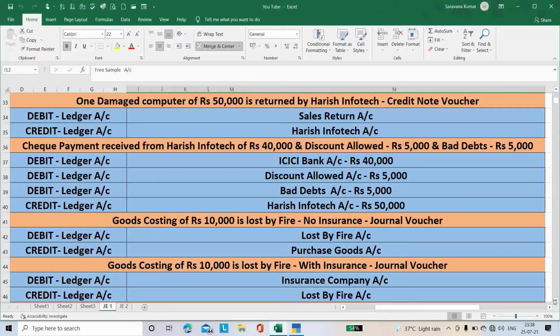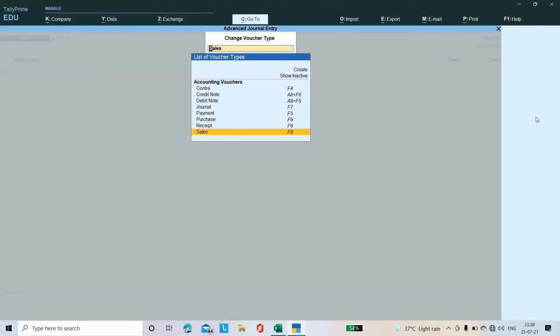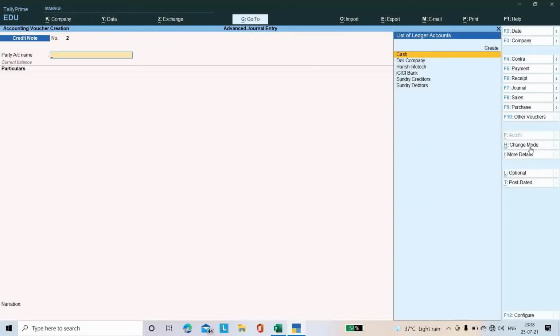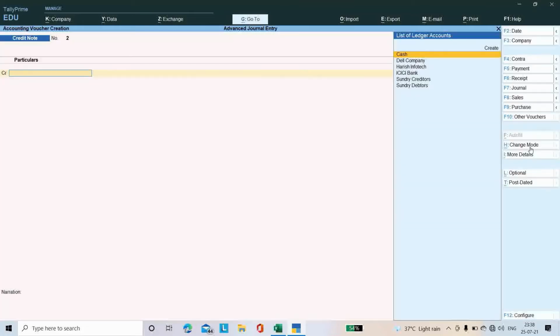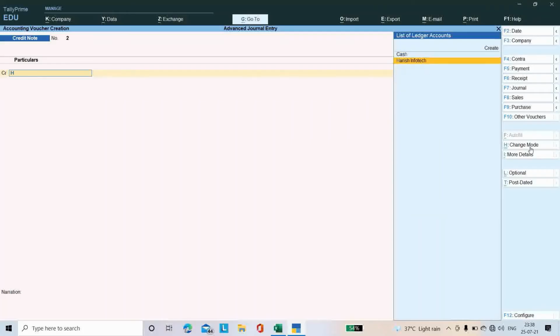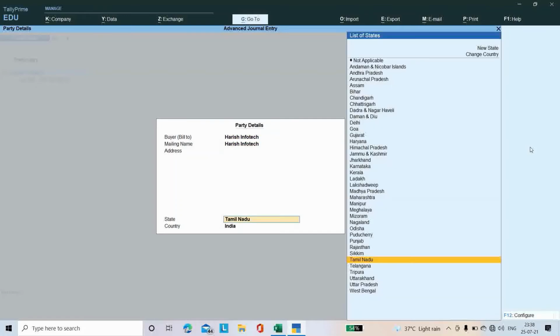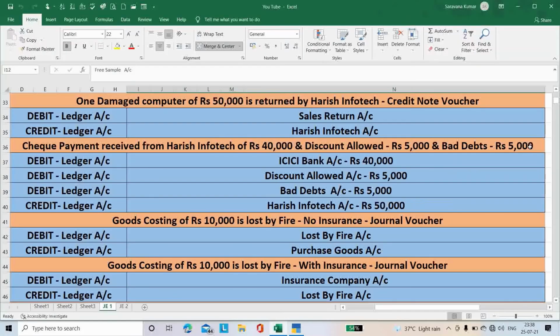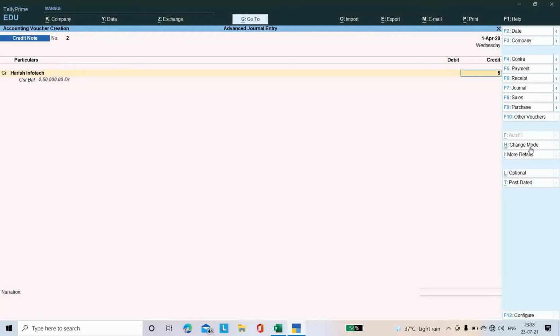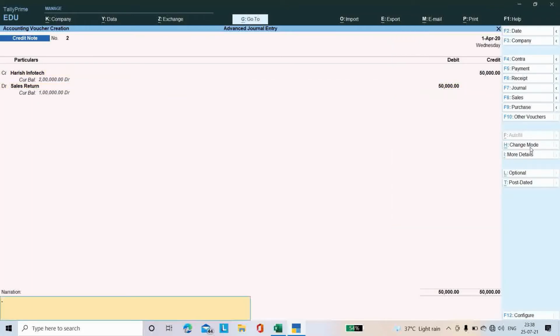You have to enter this transaction in credit note voucher. Click other vouchers, then select the credit note. Then click change mode, select as voucher. So amount is 50,000. So debit sales return 50,000.